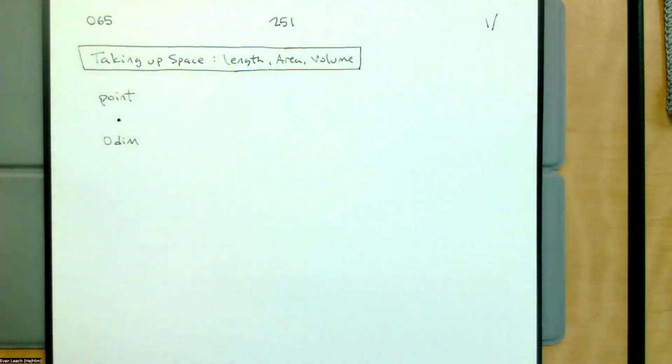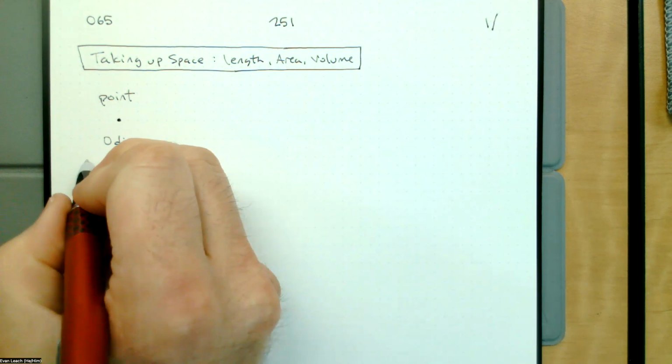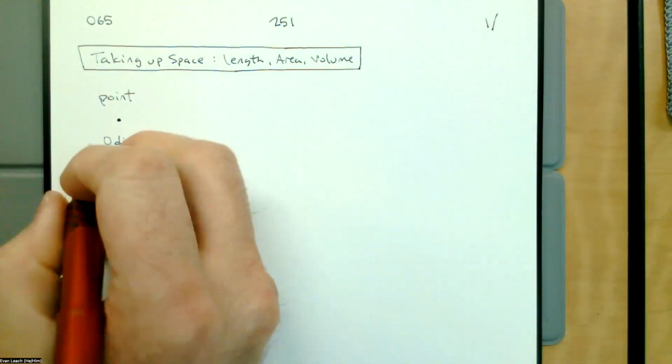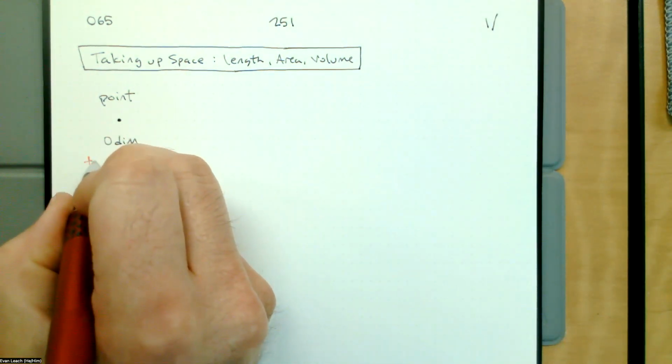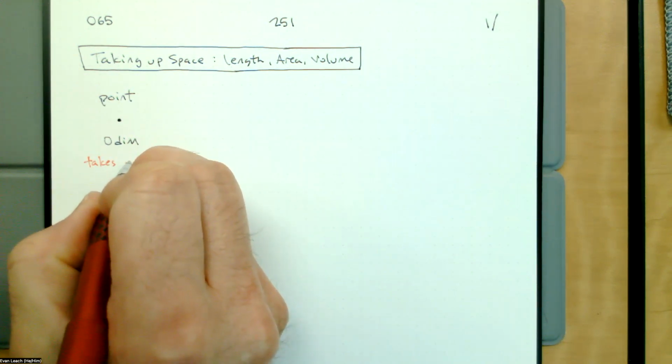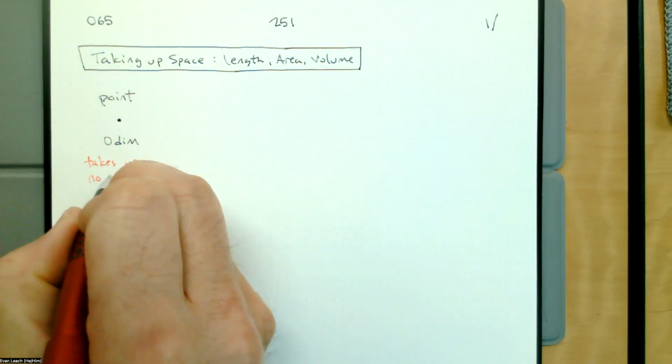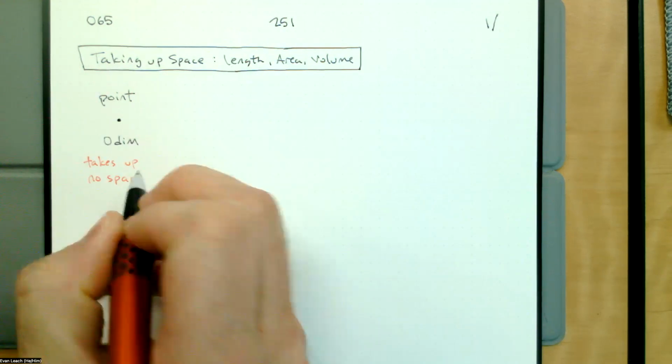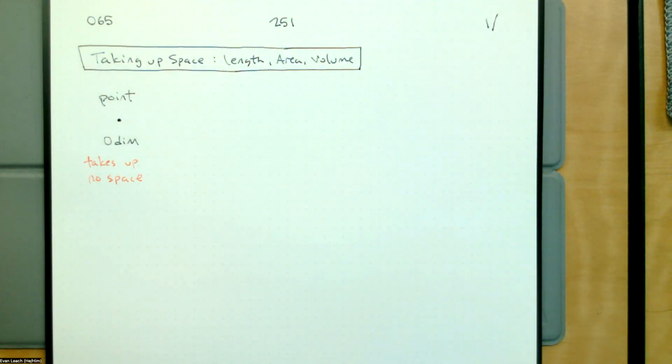So we want to see this point and we think this is taking up no space. That's the whole idea with a point. That point is not taking up any space. What we're going to do is start adding dimension. We're going to start adding dimension to our point.